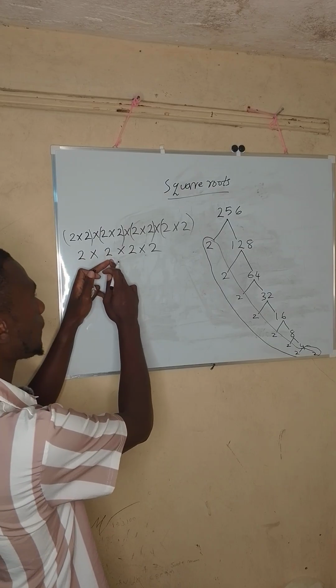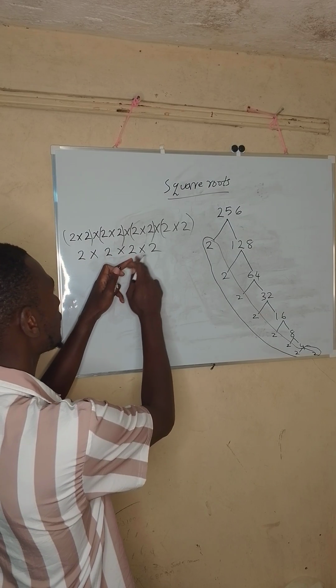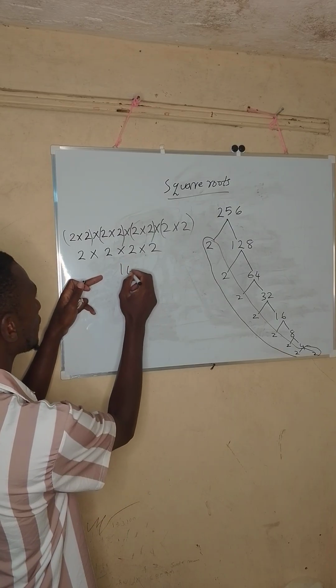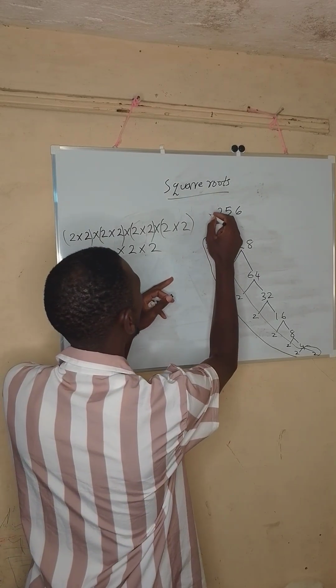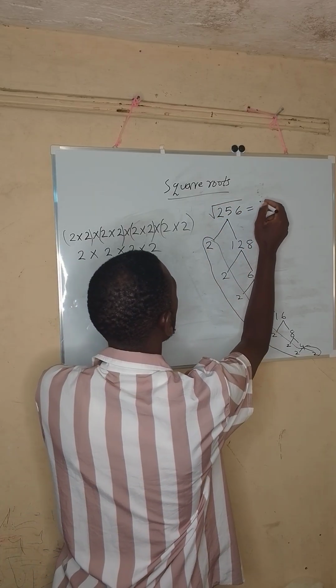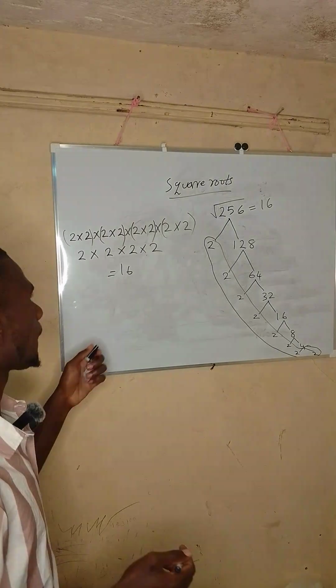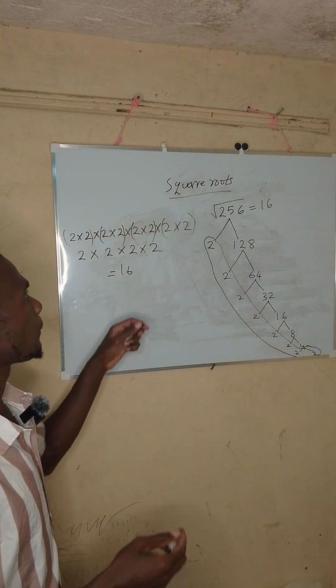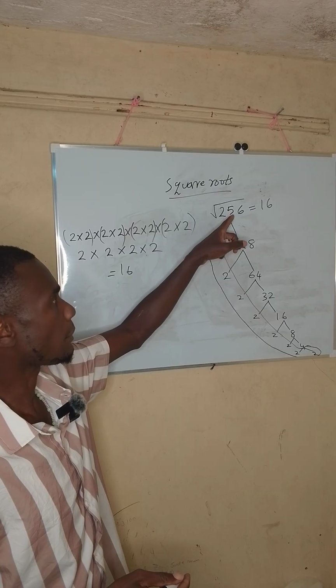2 times 2 is 4. 4 times 2 is 8. 8 times 2 is 16. So that means the square root of this number is 16. And you can always confirm your answer, because with a square root, you know that this 16, if you multiply it by itself, you are supposed to get this number.